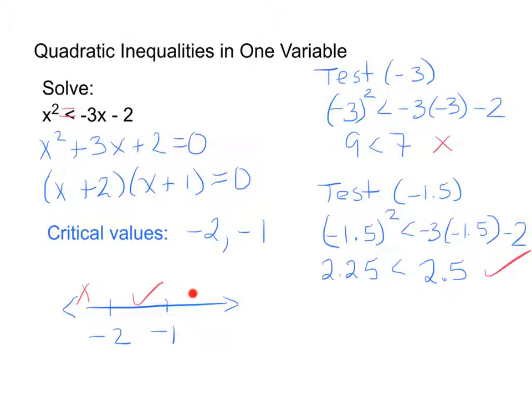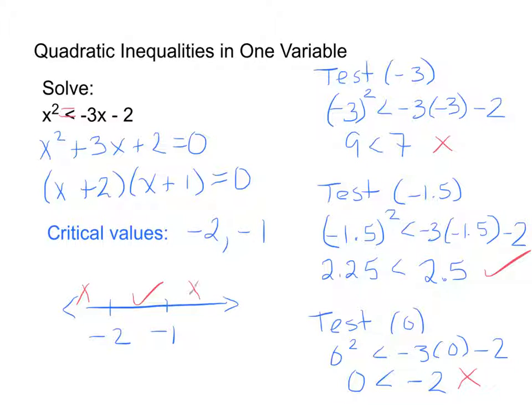So we have just one section left to test over here. What number do you want to test? 0. Again, it's basically just because it's easy. Anytime that one of my critical values is not 0, I'm going to test 0. It's quick and easy, so we'll do 0 squared is less than negative 3 times 0 minus 2. I get 0 is less than negative 2. That's a false statement, so I put an X there.